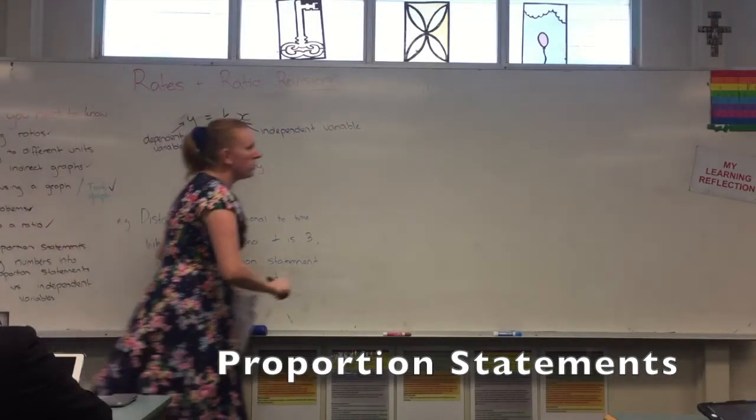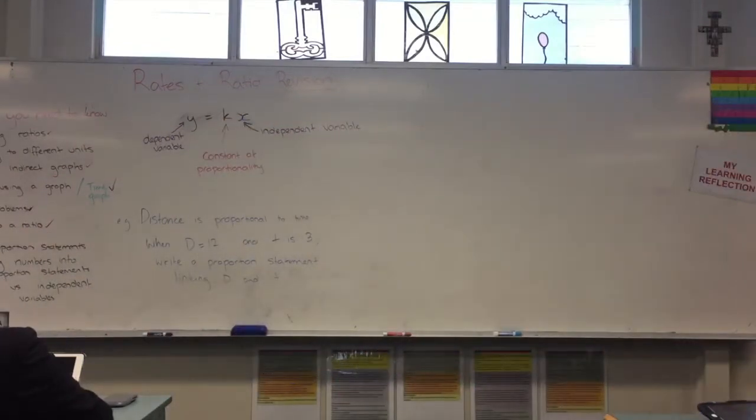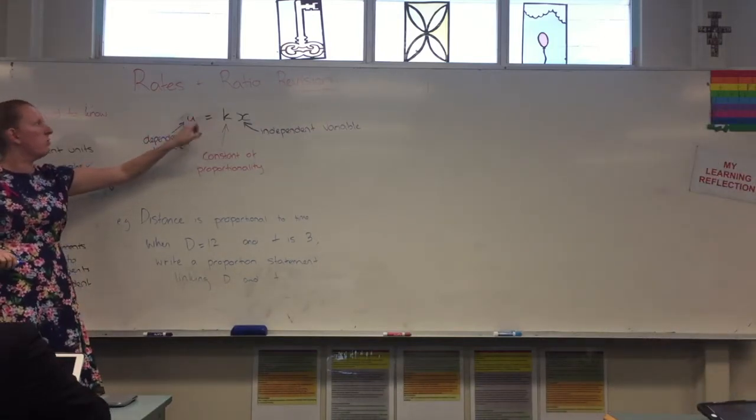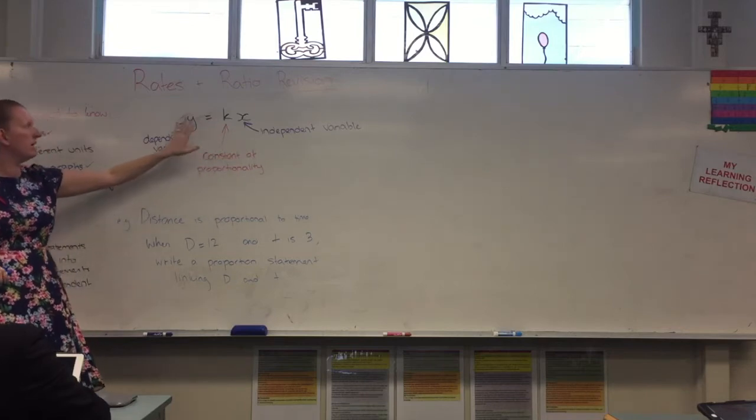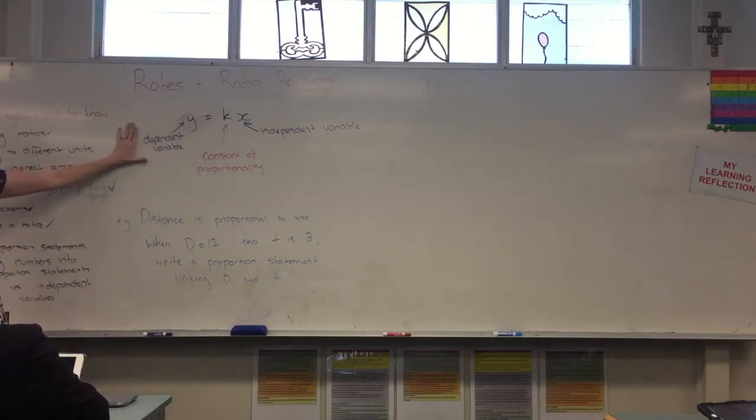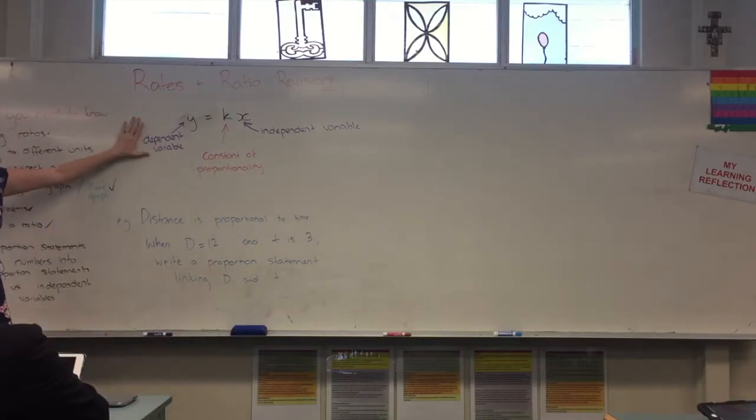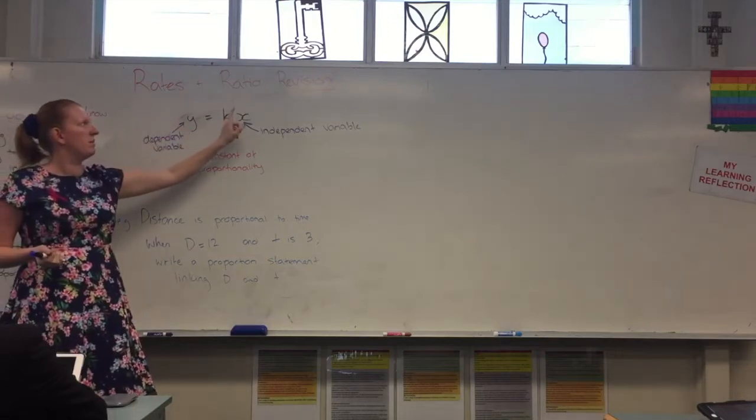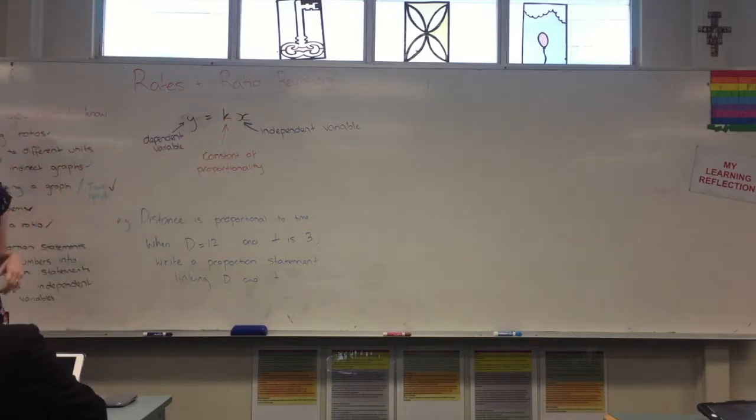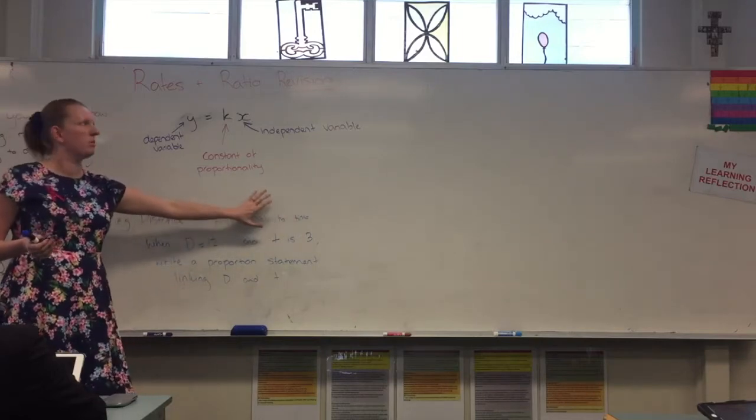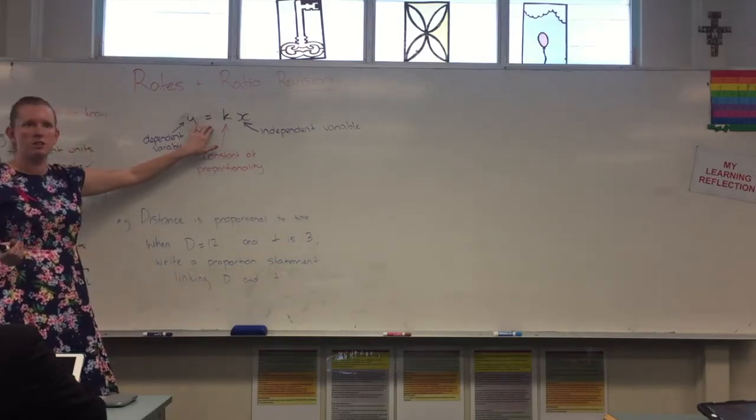Alright, cool. So next up we want to look at proportionality statements or proportion statements. So it looks like this. It's y equals kx. Now y is whatever your dependent variable is, and x is your independent variable. So for example, if we're looking at how much money you earn over time, money would be your y and time will be your x because time is always independent. Cool. So in the question, distance is proportional to time. So it tells us that we're going to be using this because they're proportional.